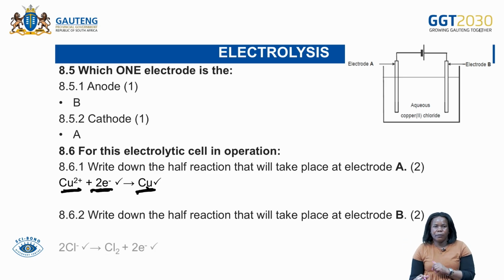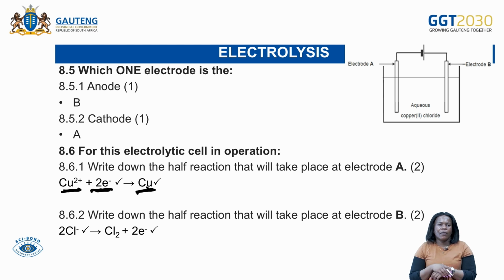Then the half reaction that will take place at electrode B, knowing that it is the anode. The anode has to lose electrons. Chlorine was 2Cl minus, and then what happened is it has lost 2 electrons. So it becomes a sad chlorine, because when you lose something, you're sad.